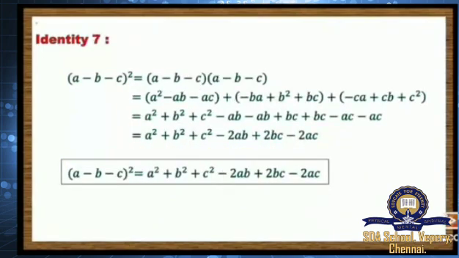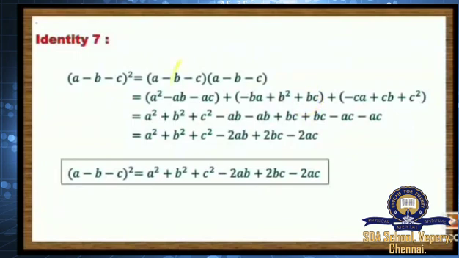So the next identity is (a - b - c) the whole square. So I can write it as (a - b - c) into (a - b - c). So multiplying a into a, you will get a square. A into minus b is minus ab. A into minus c is minus ac. Similarly, minus b into a is minus ba. Minus b into minus b is plus b square. Minus b into minus c is plus bc.